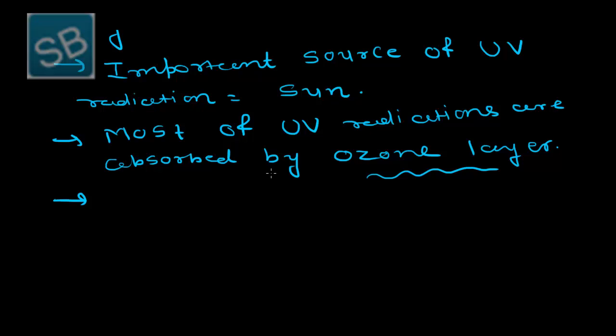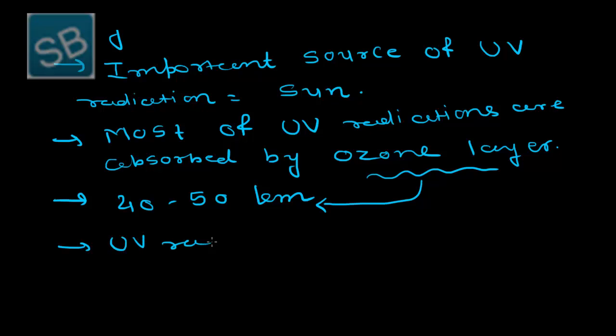And due to this, the altitude of the ozone layer is about 40 to 50 kilometers from the surface of the earth. So this ozone layer is at 40 to 50 kilometers. Now UV radiation is harmful to the human body.